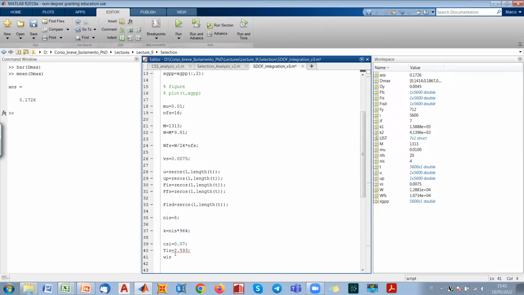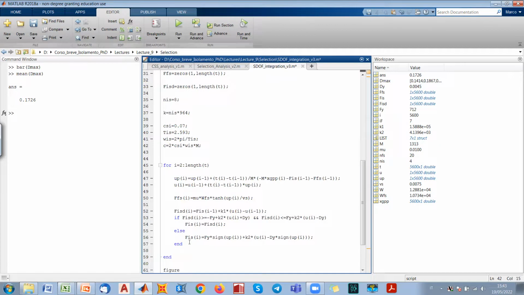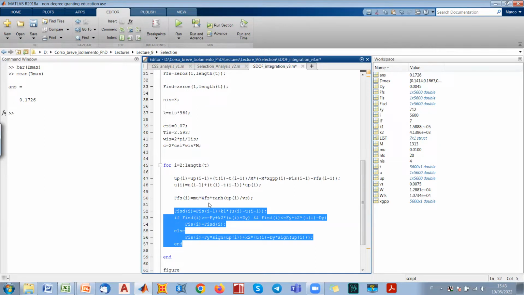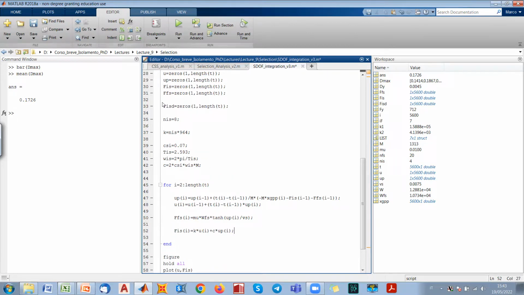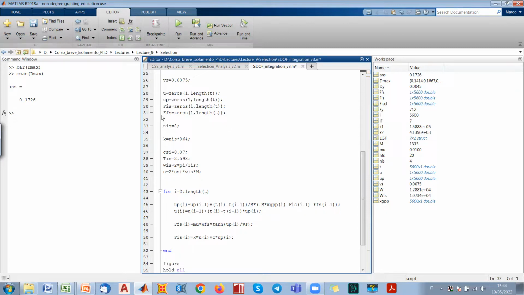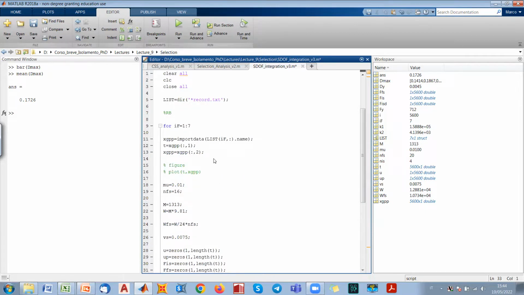Okay, so we have omega isolation, which is 2 times pi divided by T isolation, and we have C, which is 2 times damping ratio times omega isolation times the mass. Okay, there is no hysteresis here, so we just need F isolation at the height equal to the stiffness times the displacement at the height plus C times the velocity at the height. Okay, so we don't need these. I think we are done with these. Let's check.